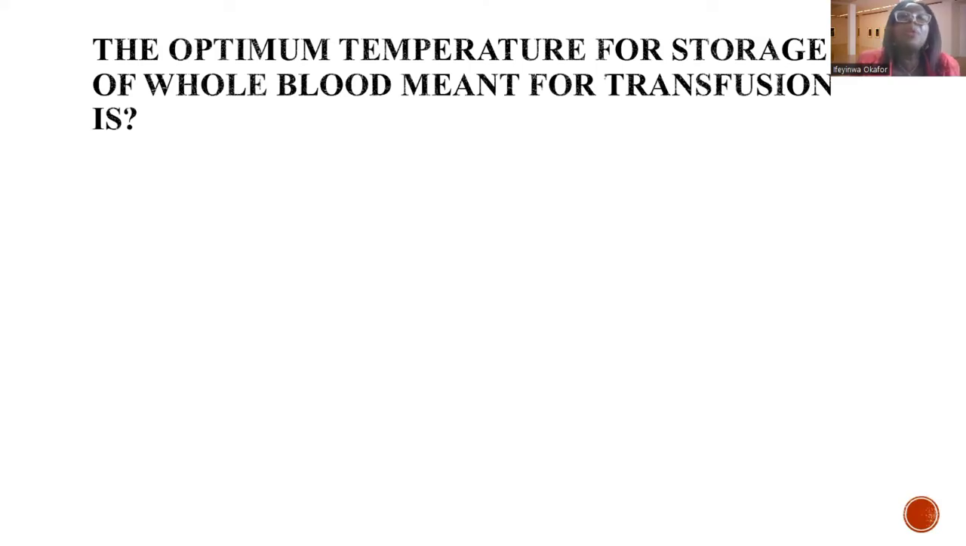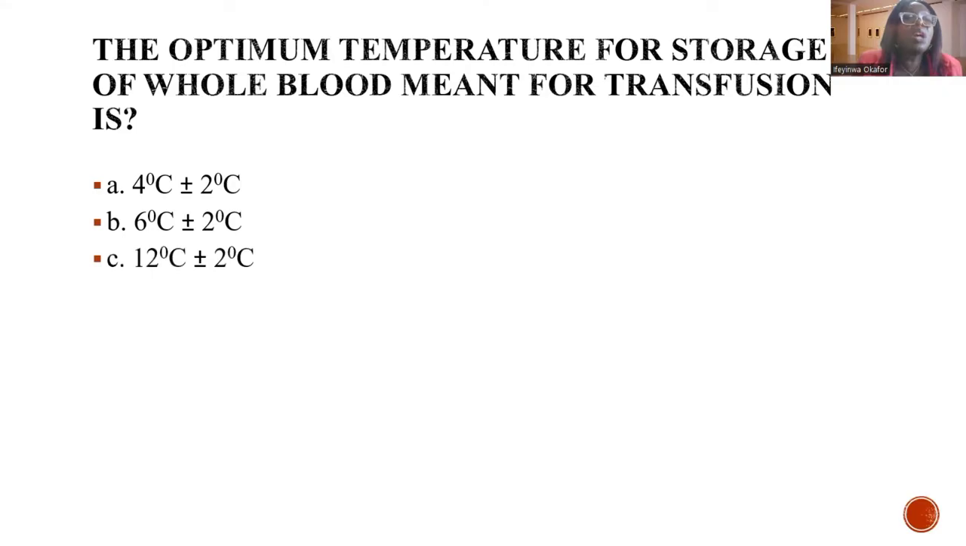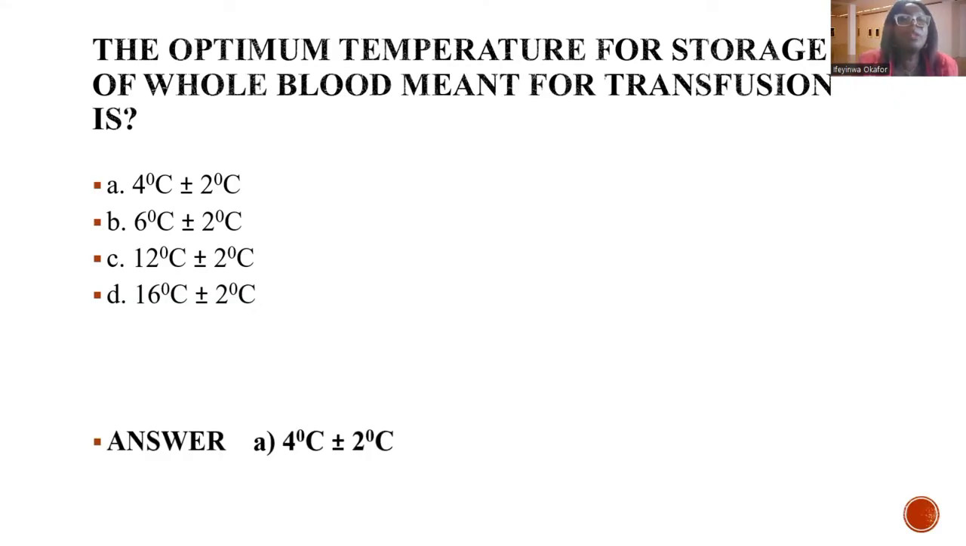The optimum temperature for storage of whole blood meant for transfusion is 4 degrees plus or minus 2, 6 degrees plus or minus 2, 12 degrees plus or minus 2, 16 degrees plus or minus 2. The answer is A, 4 degrees plus or minus 2.